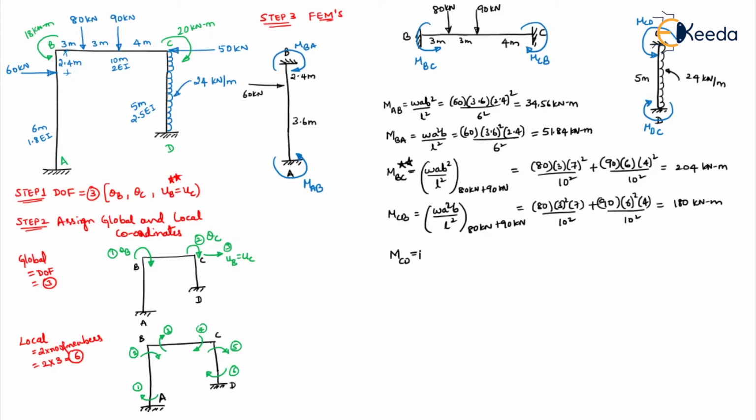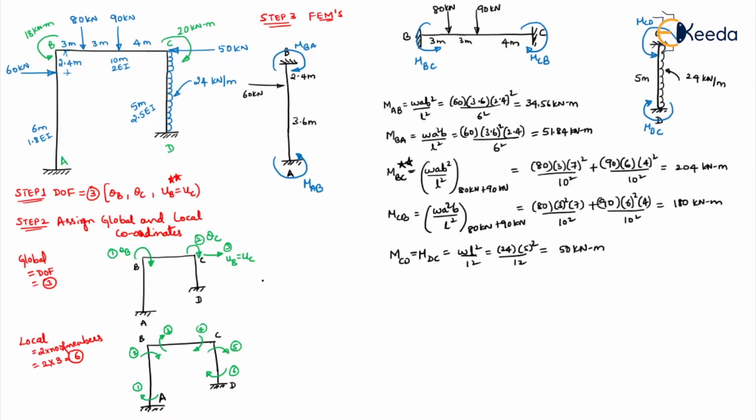Now here MCD is equal to MDC because it is symmetric loading. That's nothing but your WL square by 12. So what is your W? 24 into 5 square by 12. So this value will come up to 50 kilonewton meter.